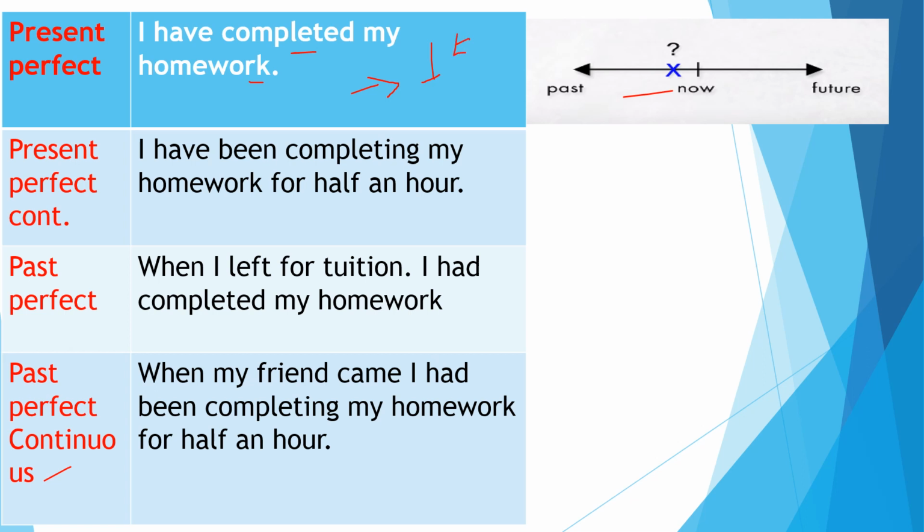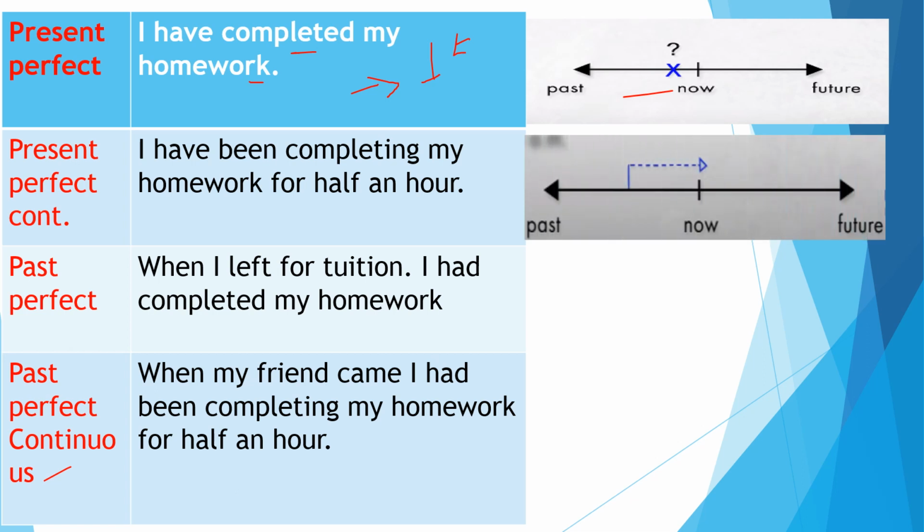Present perfect continuous tense. Present perfect continuous tense talks about an action that started in the past but is still continuing till the present time. I have been completing my homework for half an hour, and I am still doing my homework because the homework is not completed.